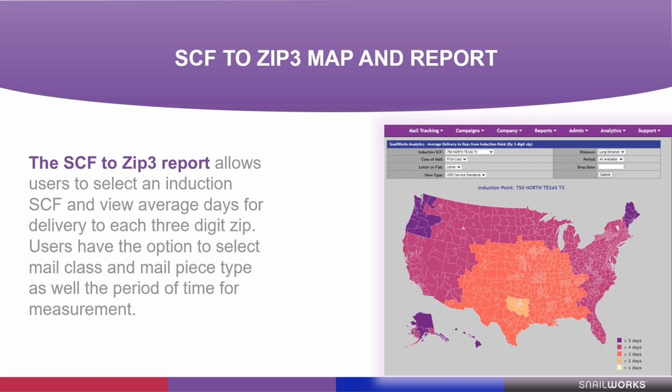The Induction SCF to 3-digit zip report operates exactly like the previous one. The only difference being that your data is going to come back measuring all the way to the 3-digit zip level. Now, this slide doesn't demonstrate this, but down at the bottom below that state graph, there's a spreadsheet that you can go ahead and export just like in the previous report.